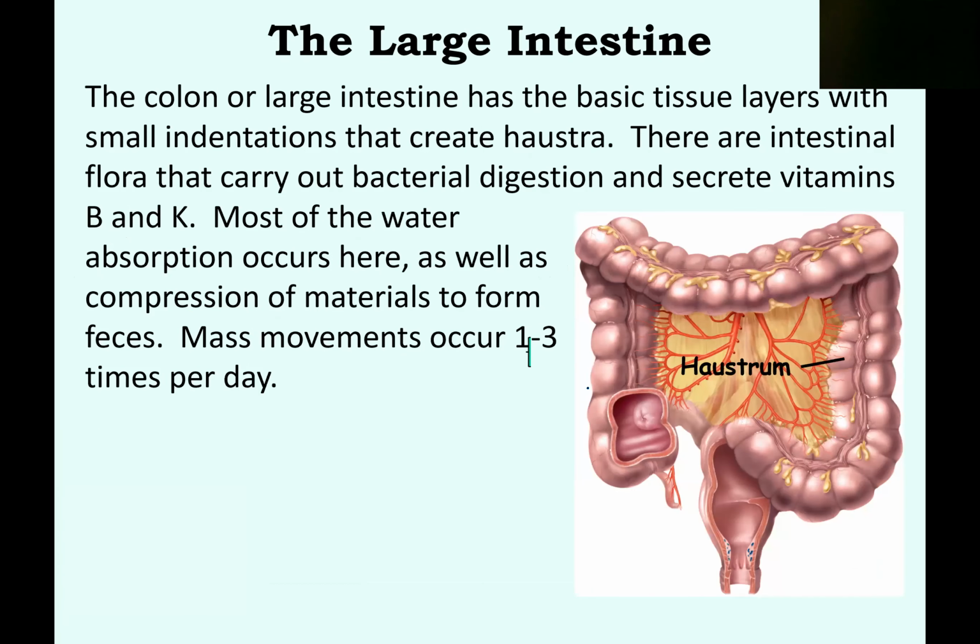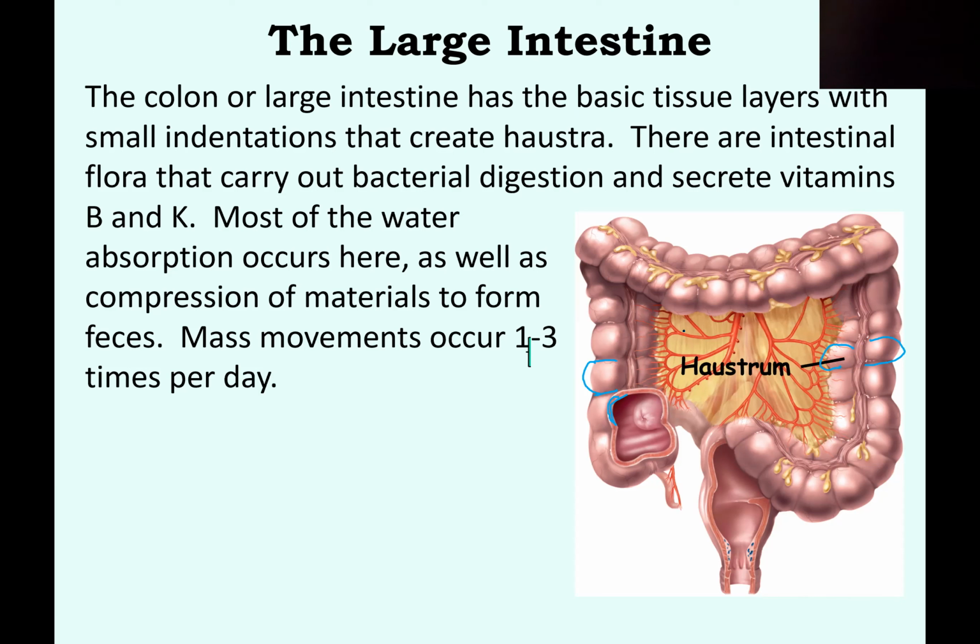Okay, the large intestine or colon has the least modifications to that 4 basic layers of tissue. It does have some smaller indentations called haustra. So this is a haustrum. You can see it's got an indentation. It's not completely sectioned off, but you have these little pockets to create sections.